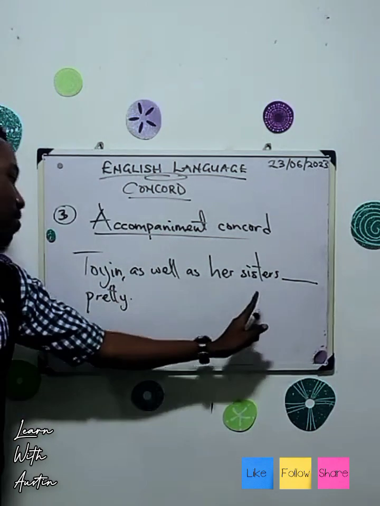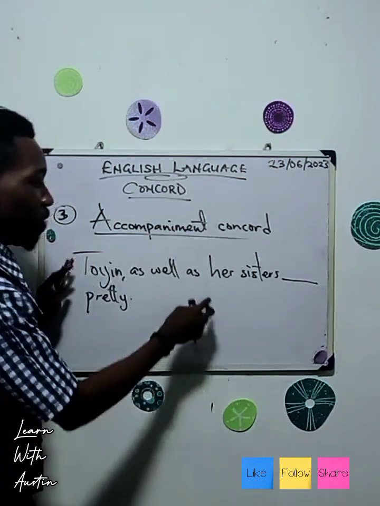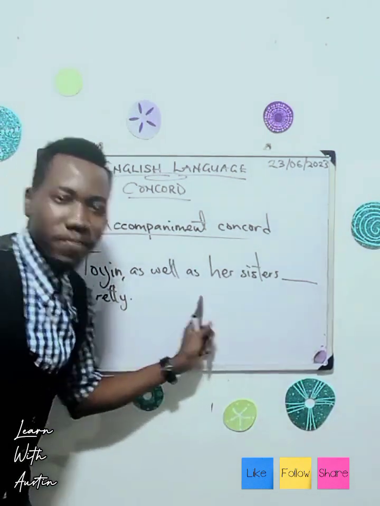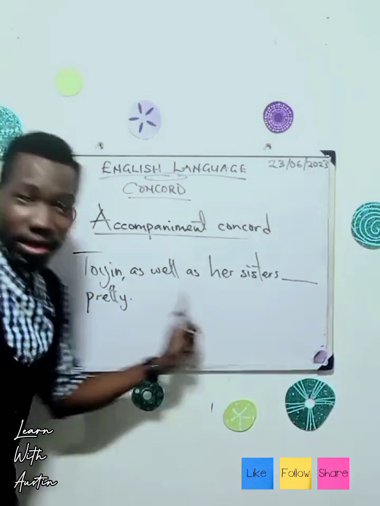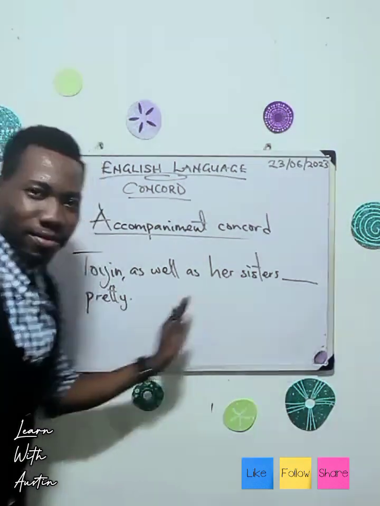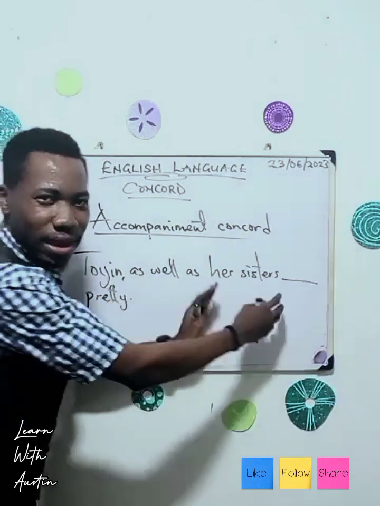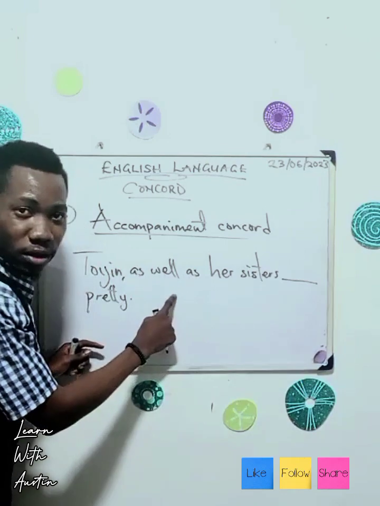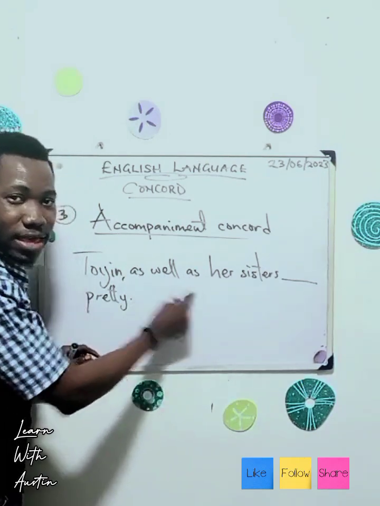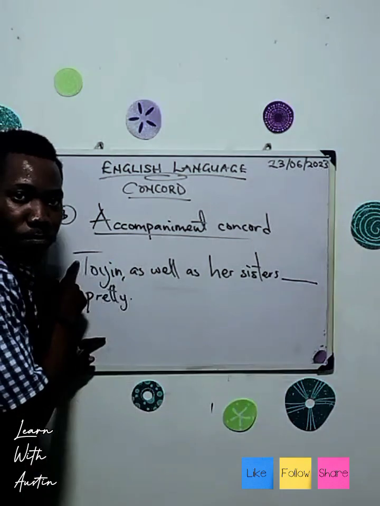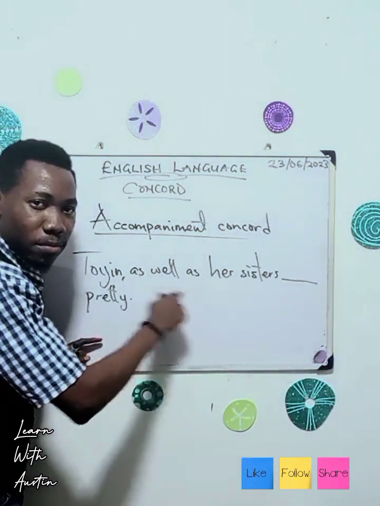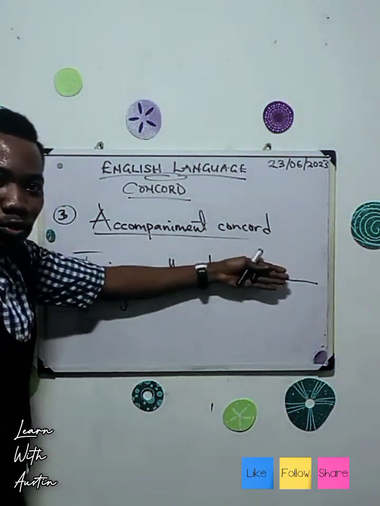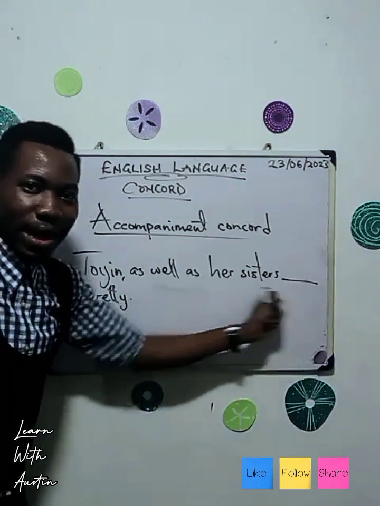Tony, as well as her sisters, dash pretty. The rule says, whenever you have something like this, as well as, together with, alongside, with, and others like that, when you have a subject, a noun, another noun, and it seems this is in accompaniment with this, you see an accompaniment phrase in between the nouns, your focus will be the one before this accompaniment clause. The focus will be this one, which is doing. So you can close your eyes to these other ones. It becomes Tony dash pretty.